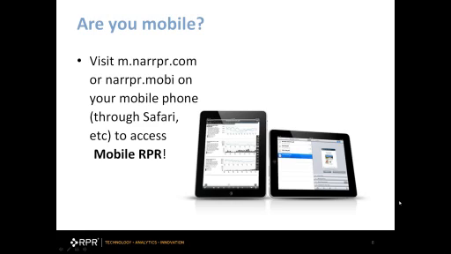If you're mobile, which I know a lot of you are, the reports that you pull in RPR are PDFs, so you can really easily view them on your mobile devices. The RPR platform is also web-friendly, so you can access it from your smartphone or from your tablet. Your smartphone will give you a little bit scaled down version. If you go to m.narrpr.com, it'll give you a scaled down version, access to what you need when you're on the go, and then the full version is available on the iPad.